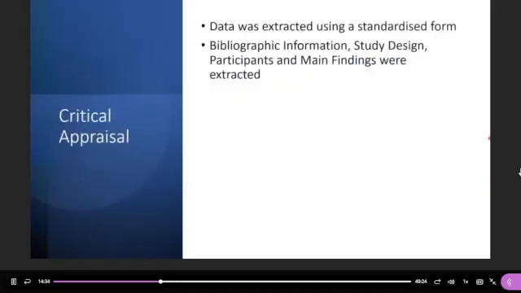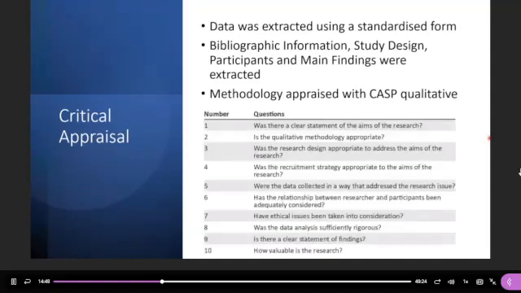For the critical appraisal, data was extracted using a standardized form. We captured bibliographic information, study design, participants, and main findings. The methodology was appraised using the CASP qualitative tool, as you can see here.